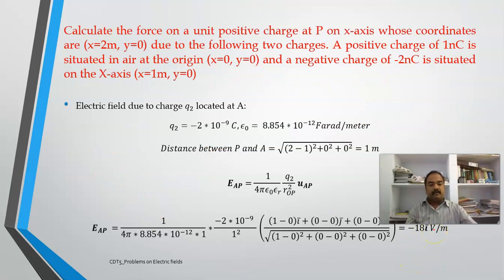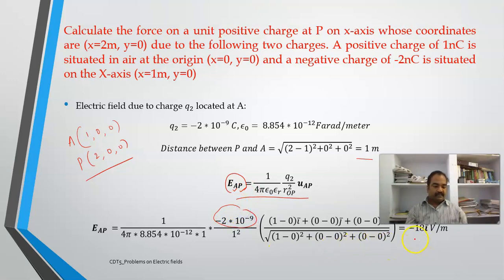Okay. Now moving on to the second one. Now here I do have the charge at A 1, 0, 0, and the point of consideration is 2, 0, 0. So again I am determining the distance between these two, and again I am computing the field due to the charge at A at point P. So the procedure is the same. The only difference is that the charge here is a negative charge. So do it carefully and see the answer. The answer is minus 18.